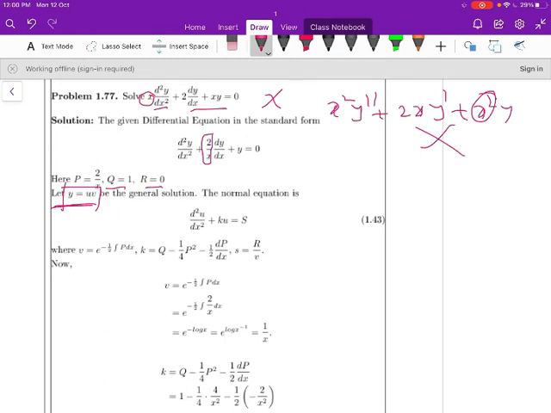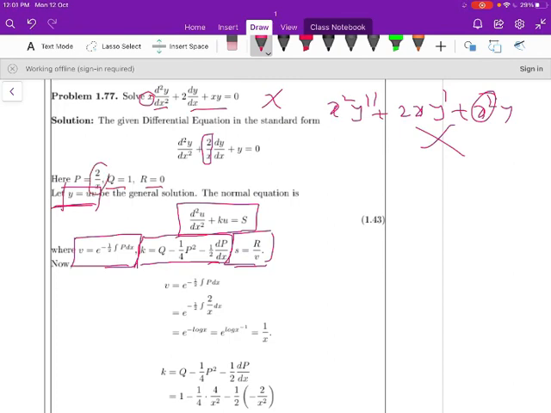Once we assume the general solution uv, the normal equation is d square u by dx square plus k into u is equal to s of x, where k is equal to q minus 1 by 4 into p square minus half into dp by dx, and v is equal to e to the power of minus half into integral of p dx, and s is equal to r by v.